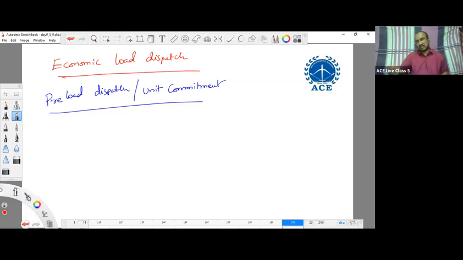For tomorrow's load, today they plan the generating units and inform them that tomorrow from this time to this time you need to meet this load, that means generate this amount of power. That is nothing but preload dispatch or unit commitment. So how do you define preload dispatch or unit commitment?